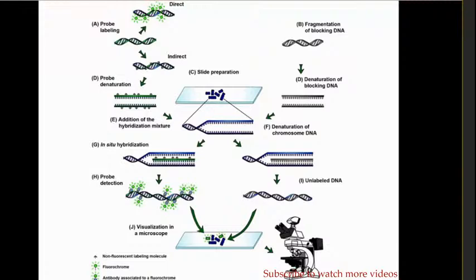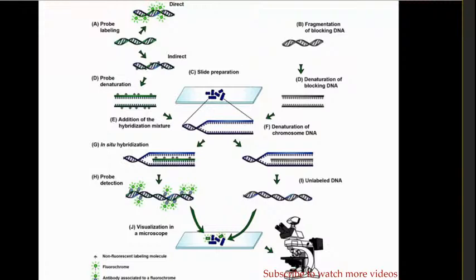Here, in another cell, we have the fixed cell. This cell has the normal DNA, and this normal DNA is denatured. This denatured normal DNA and the denatured modified DNA are hybridized here. In this hybridization, the modified DNA has dNTPs with the biotin label.